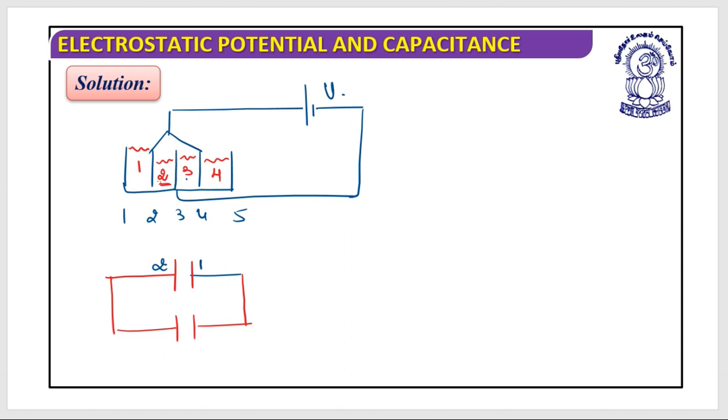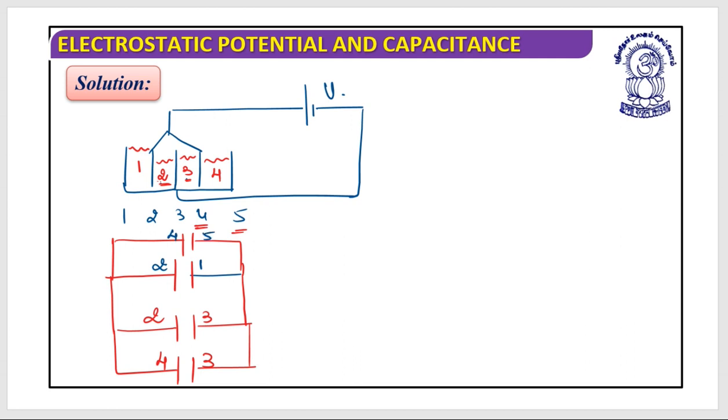Now plate number 3 and plate number 4. This is 2, this is 3. Next, plate number 3 and 4. So this is plate number 4, plate number 3. As 2 and 4 are connected, they are the same plates. And one more capacitor would be from plate number 4 and plate number 5. This would be plate number 4, this would be plate number 5.